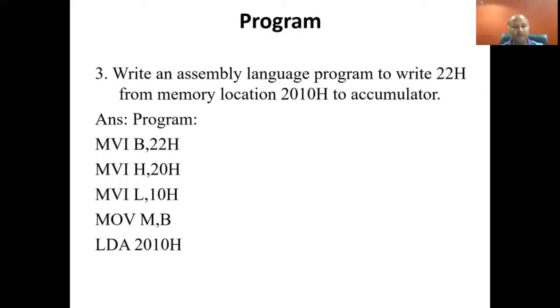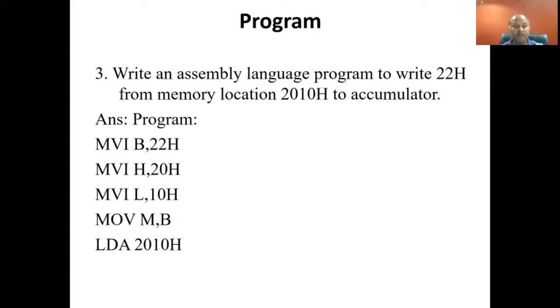Second instruction, MVI H, 20H, the 8-bit data 20H gets copied to register H. Third instruction, MVI L, 10H, the 8-bit data 10H gets copied to register L. So the address of HL register pair becomes 2010H. Now fourth instruction is MOV M, B. That means the 8-bit data stored in register B gets copied to the address specified by HL register pair.